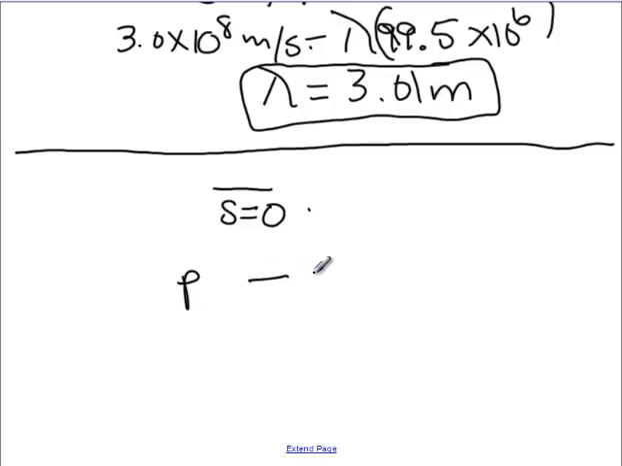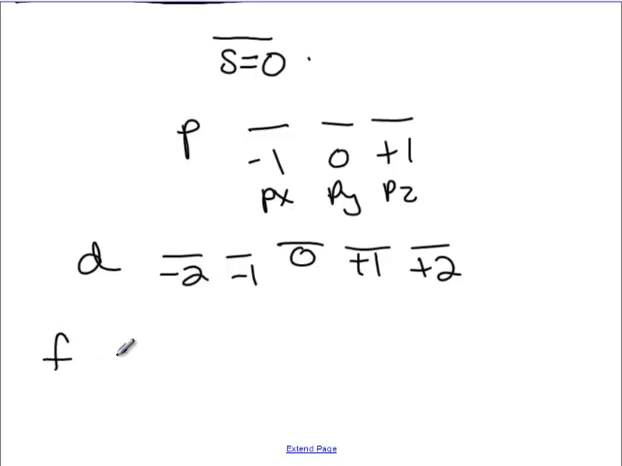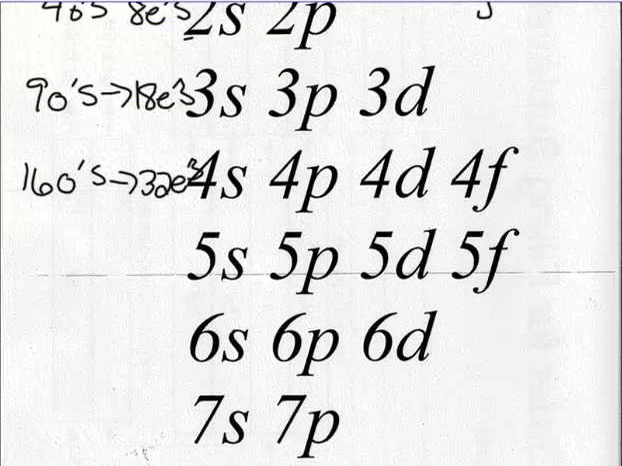For the p's, you have 3 of them, which could be -1, 0, and +1, which we also this year can refer to as px, py, and pz. I think the expanded form is what Shakashiri did. Now the d's, there are 5. It's going to go from -2, -1, 0, +1, +2, and then finally for your f's, you've got -3, -2, -1, 0, +1, +2, and +3.